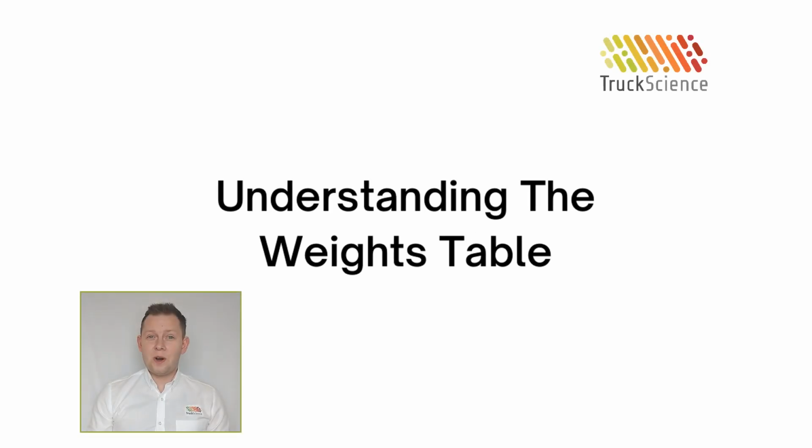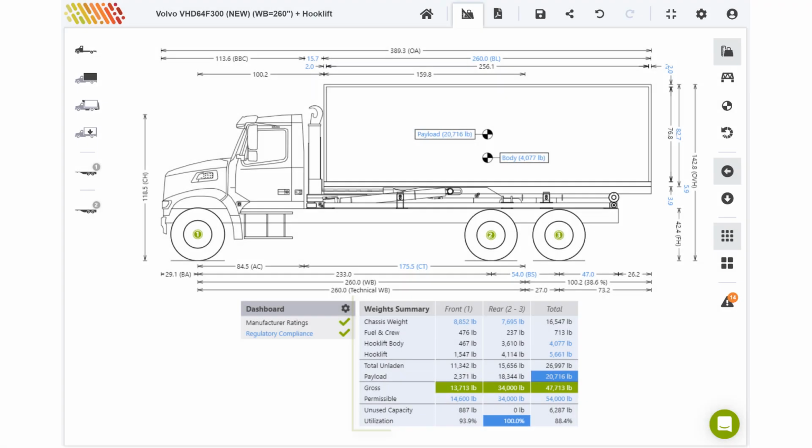In this short video, I will walk you through the weights table in the Truck Science app. Understanding the weights table is fundamental to designing optimal trucks which maximize payload capacity. The weights table is found below the drawing. As changes are made to your configuration, the weights table is automatically updated on the fly.